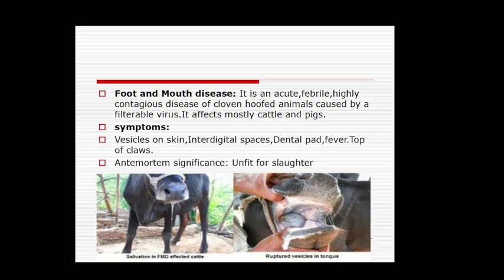So it is also found in the interdigital spaces. Here you can see in the photo the loss of saliva, the salivation in FMD affected cattle, and ruptured vesicles in the tongue. And the antemortem significance is that it is unfit for slaughter.